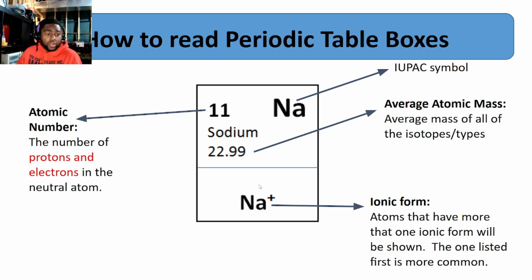And then we have an ionic form, which is where we have some of the different charges where it may have a positive or a negative charge, depending on if it's a metal or a non-metal. If it's a metal, it typically has a positive charge because metals lose electrons. And then if it is a non-metal, it typically has a negative charge because it gains electrons.